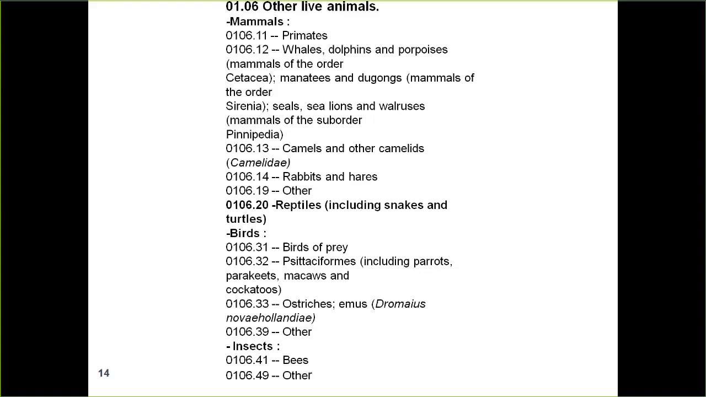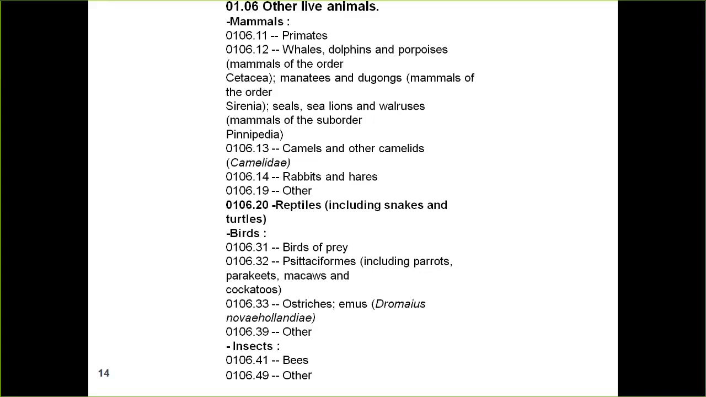Now, this would be a good example where the national tariff would break down 010619 into 8 or 10 digit levels to identify dogs and cats and all other mammals that may be of interest. So you may have 0106-1910, 0106-1915, 0106-1930 to refer to dogs, cats, and any other animal, except, of course, those which are listed in the subheadings above.